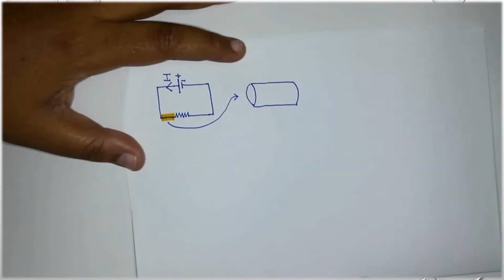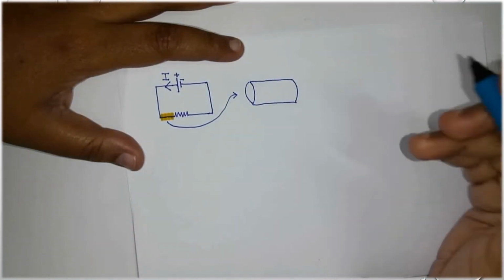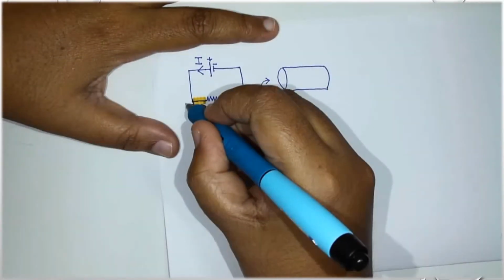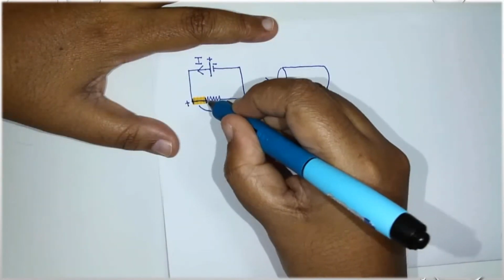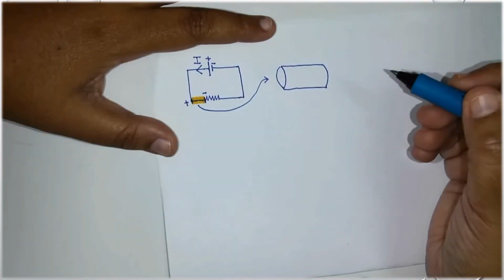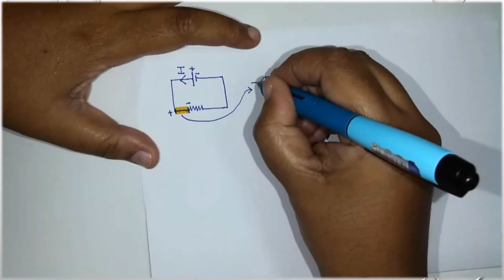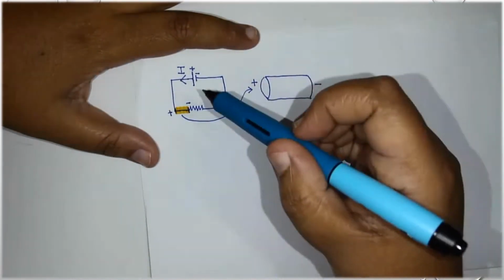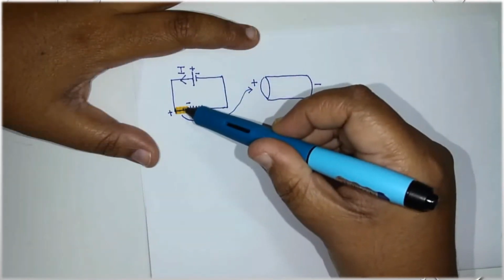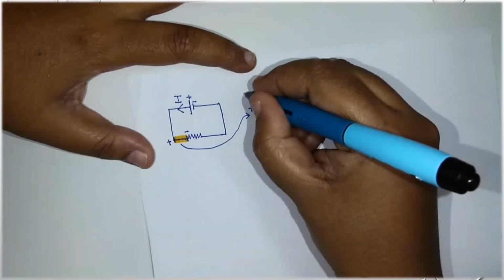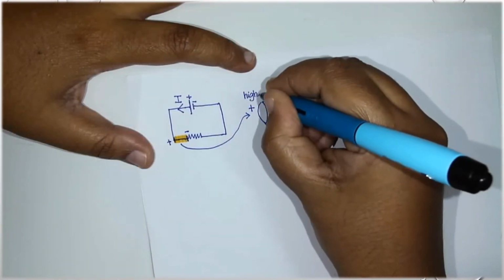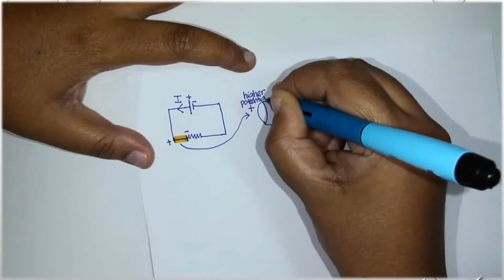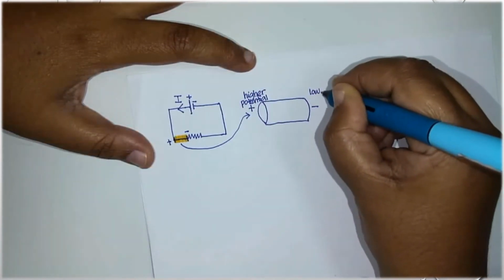So what happened is this part of the wire is fixed to the positive terminal, this part of the wire is fixed to the negative terminal, correct? So here we have a high potential, here we have a lower potential, because this one is connected to the negative, this one to the positive. So here is higher potential, here is lower potential.